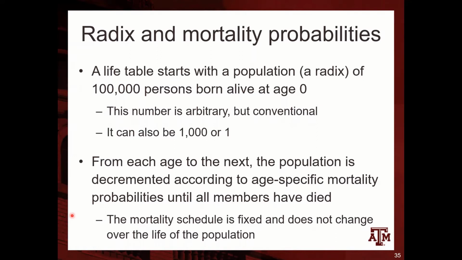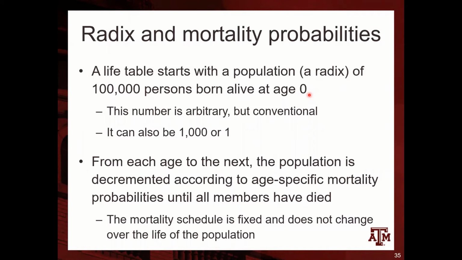until all members die. So if we have 100,000 people born in a specific country, we expose them to the infant mortality, the mortality of people between 0 and 1 year of age. Those who survive are exposed to the mortality of those between 1 and 4. Those who survive are exposed to 5 to 9, and so on. The mortality schedule is fixed and does not change over the life of the population.